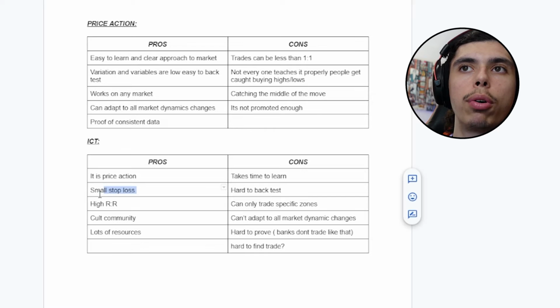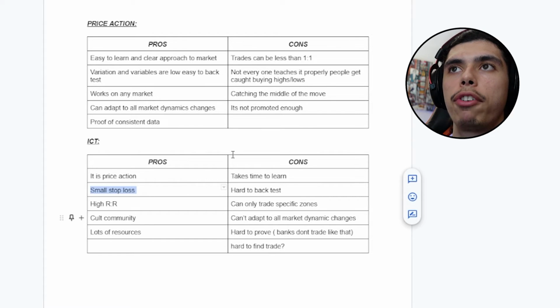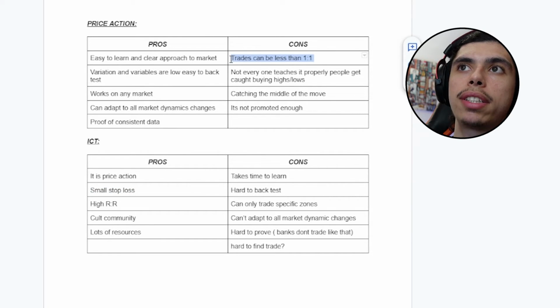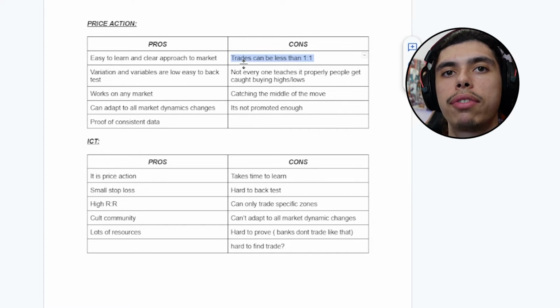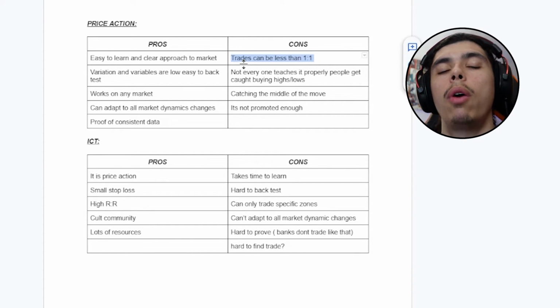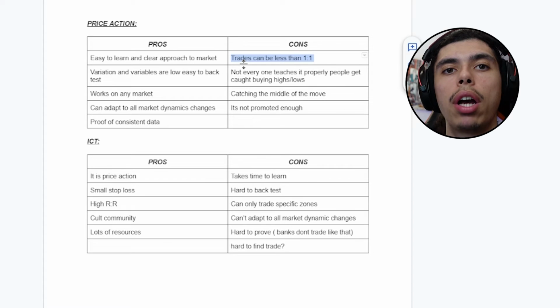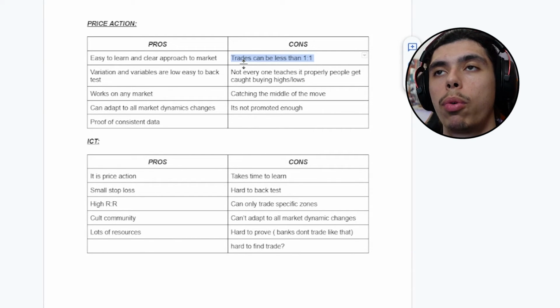I have noticed though, on the other hand, that ICT traders do have small stop losses, right? That could be a benefit, and that is one of the bad things about price action, that we're trading what the market gives us. If today the market gives us 15 pips, but our stop loss is 16, 17 pips, we'll still take a trade less than 1-to-1, with the idea that over time we are winning more than losing. So risk to reward becomes irrelevant.